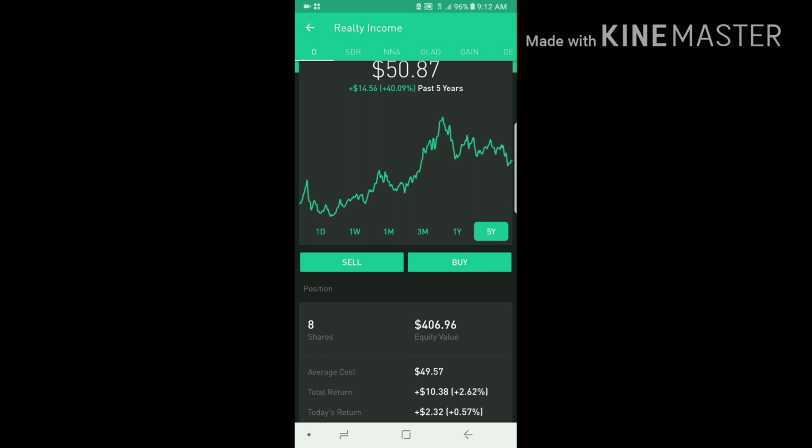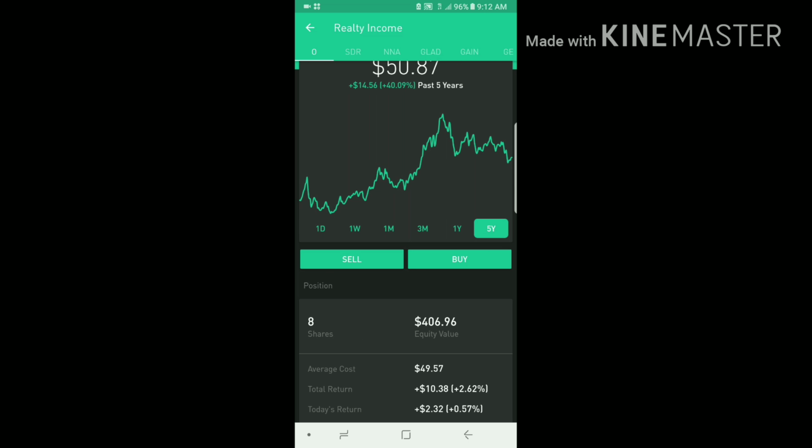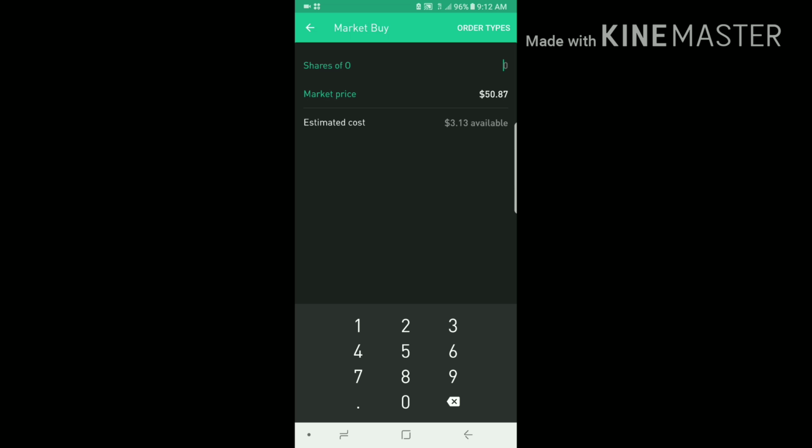Here you have the buy button and the sell one. If you click buy, it tells you the market price, and that's how you purchase it. Right there, estimated cost, and it says how much buying power you have available. That's how much buying power I have right now.